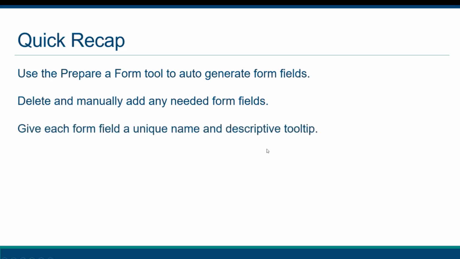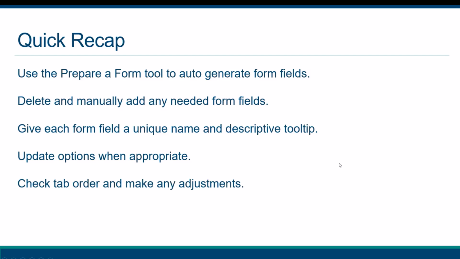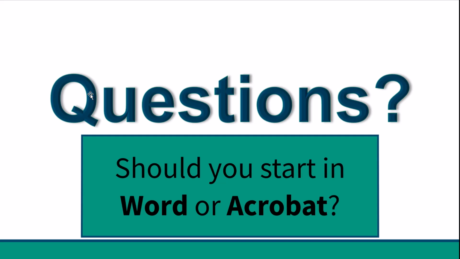All right, you want to give each form field a unique name and descriptive tool tip. At the very least, this is what you want to focus on, because that unique name is to help you when you're working with the form. And the descriptive tool tip is what the assistive technology needs in order to be able to read what that form field does. You want to update the options when appropriate, and you always want to check the tab order and make any adjustments.